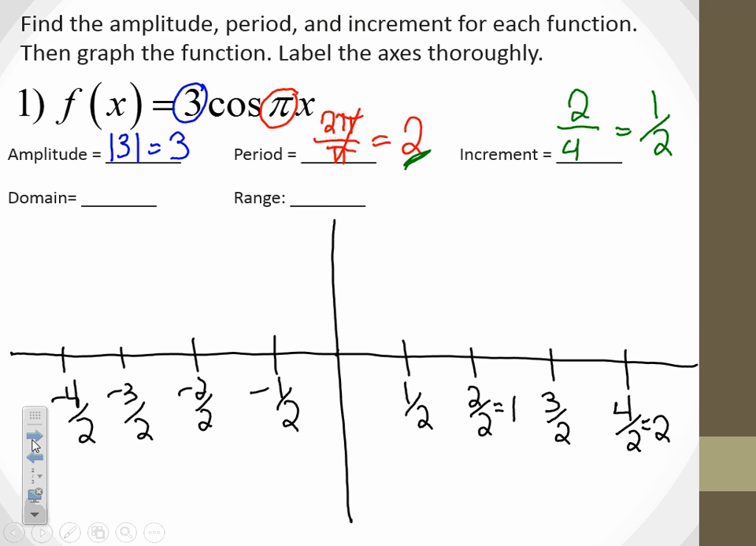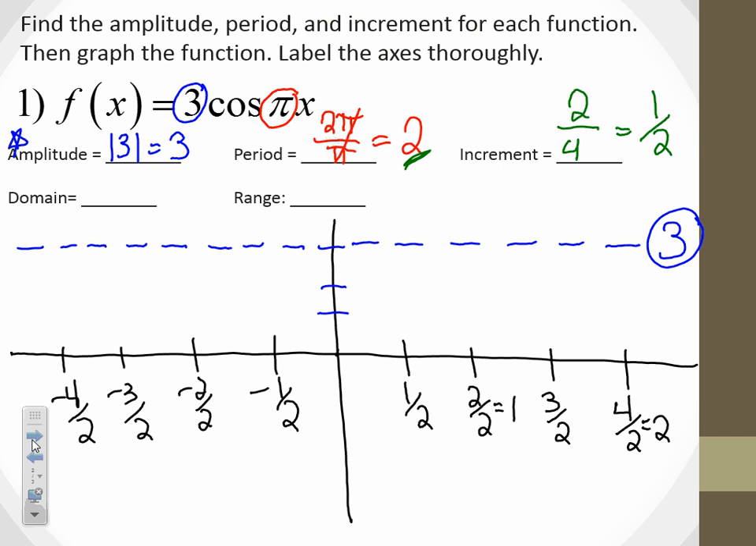Once we have this done, we have to graph our amplitude, and mine's always going to be in blue. This time our amplitude is 3, so I'm going to go up 3 and down 3. 1, 2, 3. Make my dotted line. Make sure I label it very, very well. I need to know what's going on. Then I'm going to go down 3. 1, 2, 3. -3 this will be.